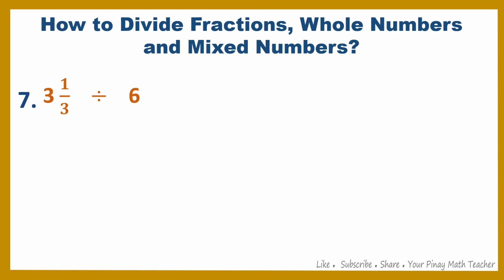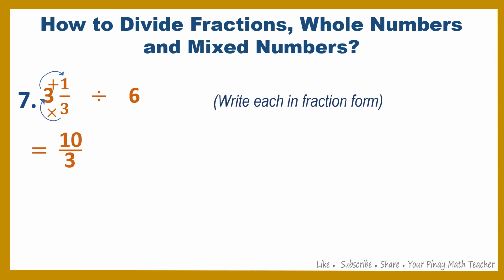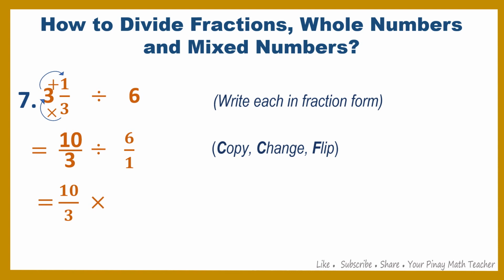Number 7. 3 and 1/3 divided by 6. So writing them in fraction form, 3 and 1/3 becomes 10/3 divided by 6 over 1. After that, we copy 10/3. We change division to multiplication sign, and 6 over 1 becomes 1/6, which is the reciprocal of 6 or 6 over 1.